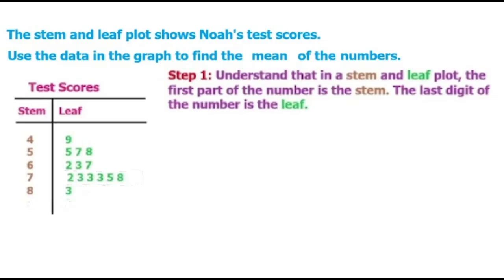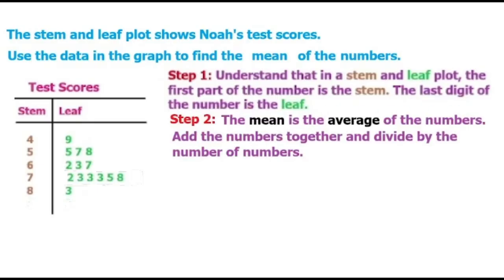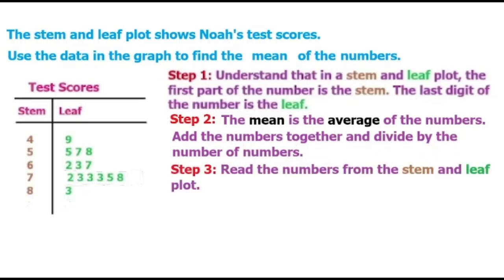So the first step is to understand that in a stem and leaf plot, the first part of the number is the stem and the last digit of the number is the leaf. Step 2, let's understand what the mean is. The mean is the average of the numbers. So that means you add the numbers together and divide by the number of numbers. Now let's read the numbers from the stem and leaf plot.